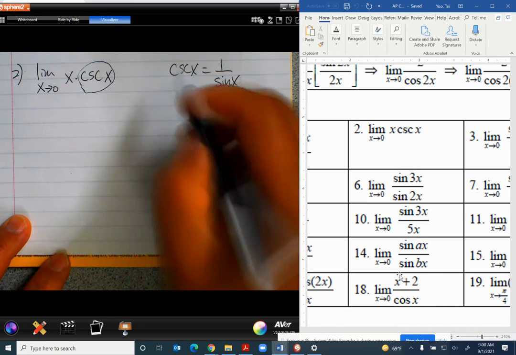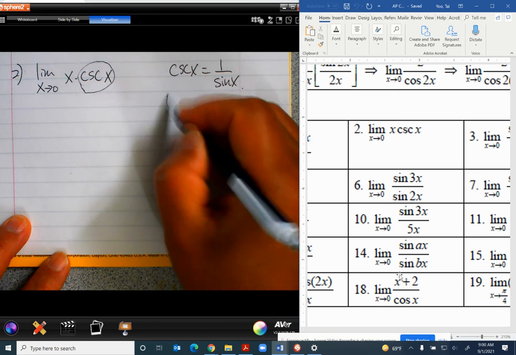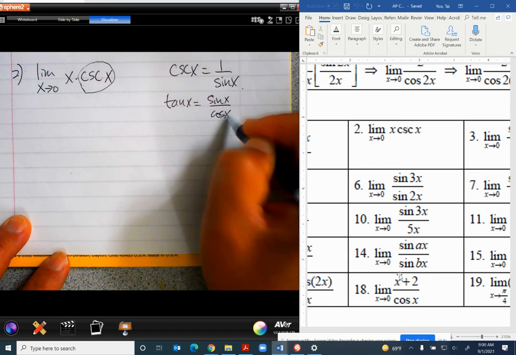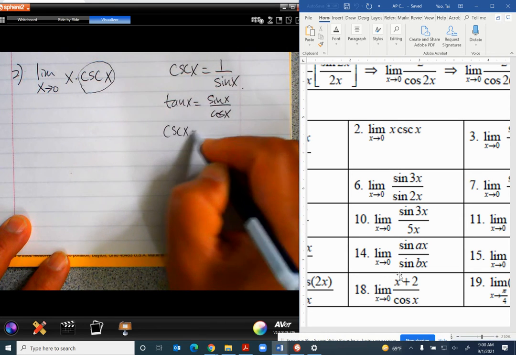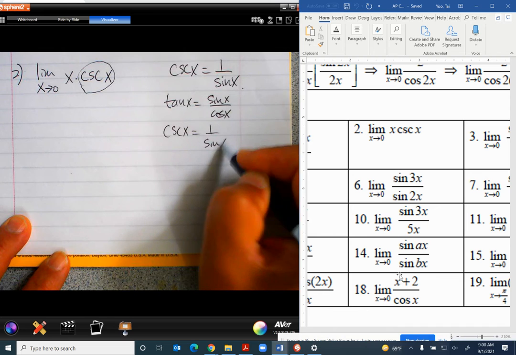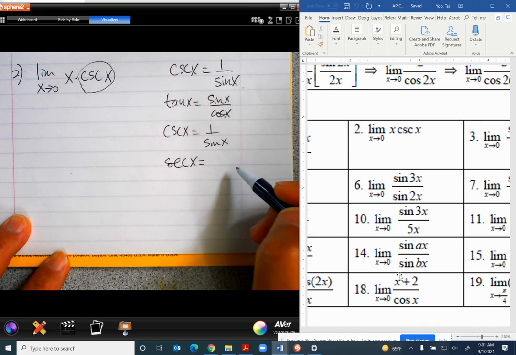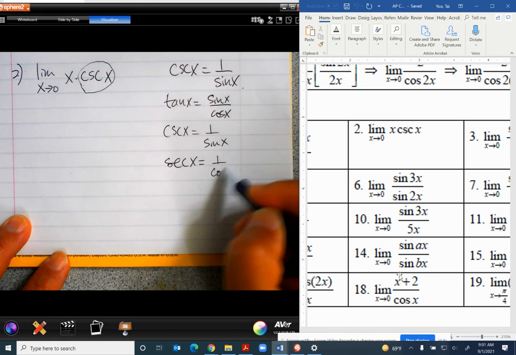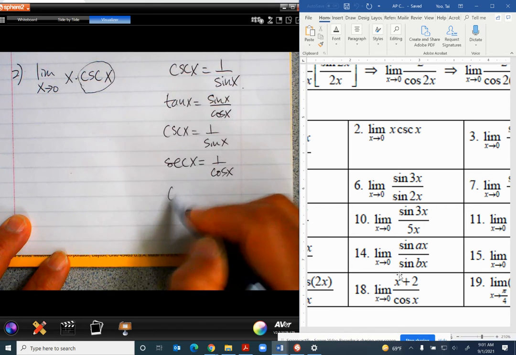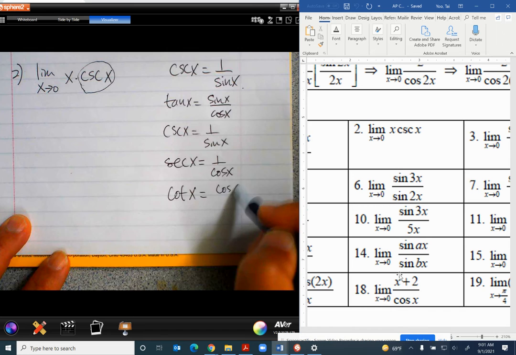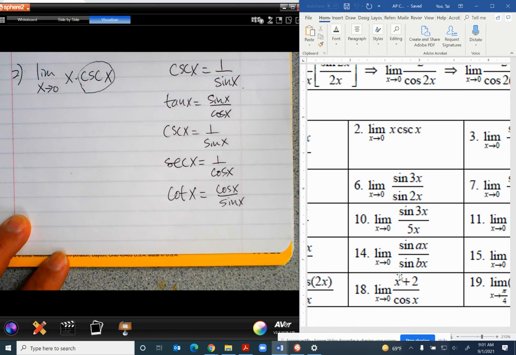Should we write it down? Tangent x is sine x over cosine x. Cosecant x is 1 over sine x. What is secant x? Anybody know secant x? 1 over cosine x. What is cotangent x? 1 over tangent, which is cosine x over sine x. Okay, you need to memorize those identities.